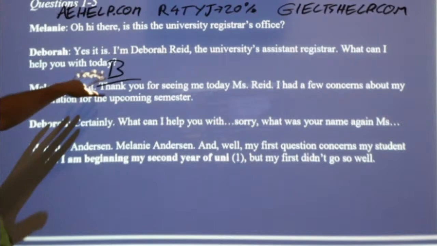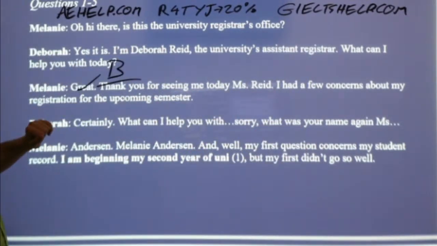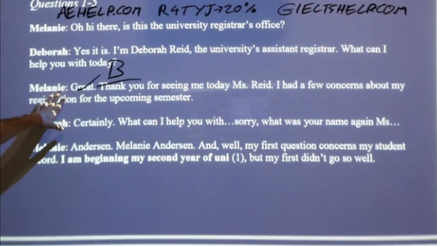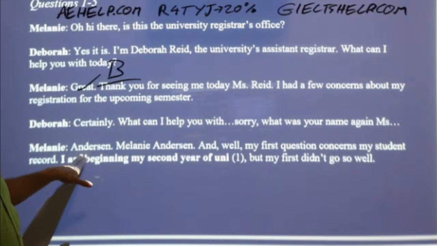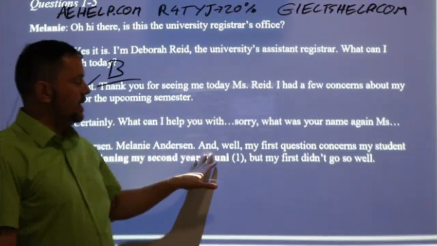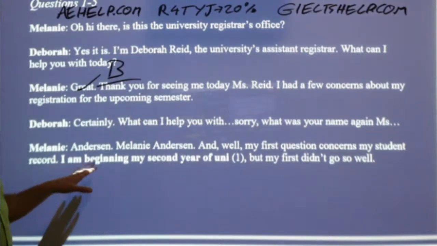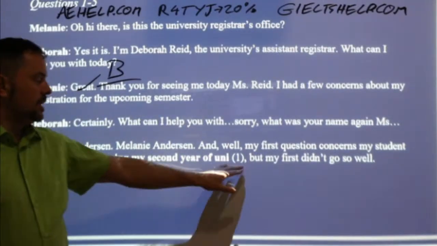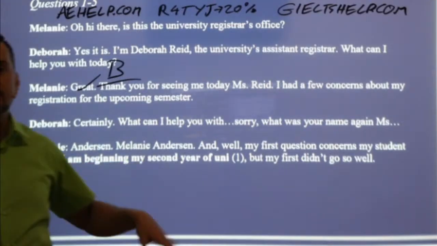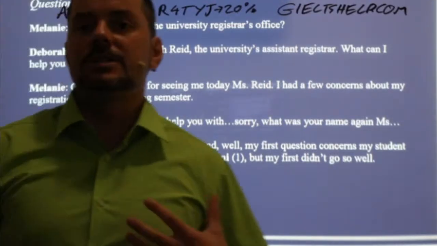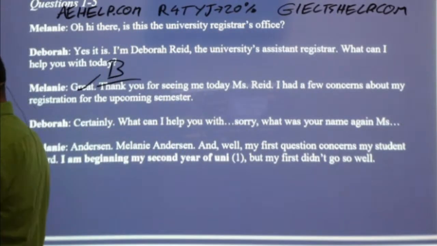So Deborah says, I'm Deborah Reed, the university's assistant registrar. What can I help you with today? And then Melanie answers, Melanie Anderson. And well, my first question concerns my student record. I'm beginning my second year of uni. So there's your answer for question number one. If she's beginning her second year of uni, it means she's in second year, okay? So that's where the B comes from.